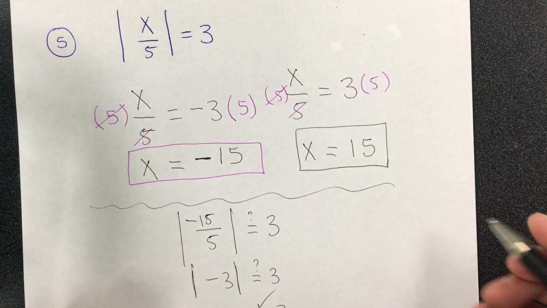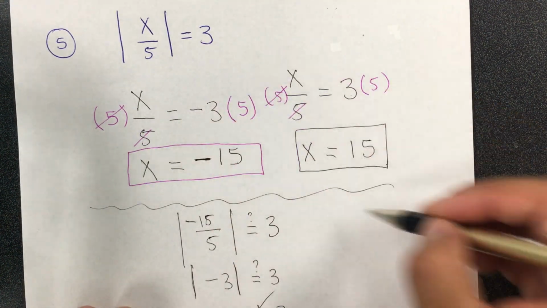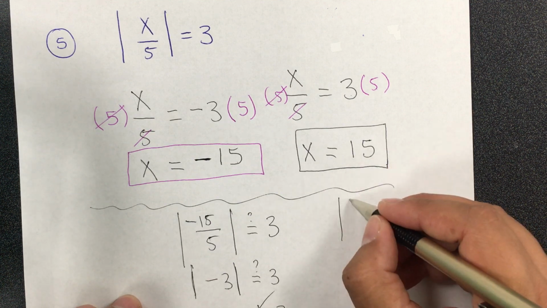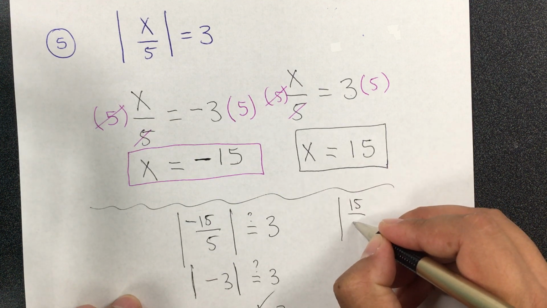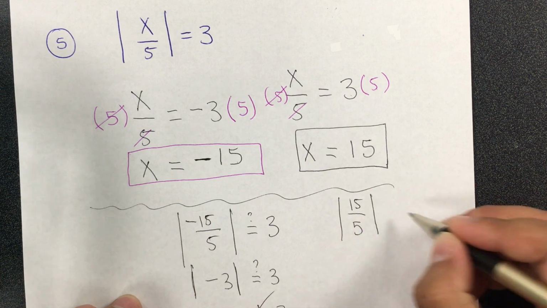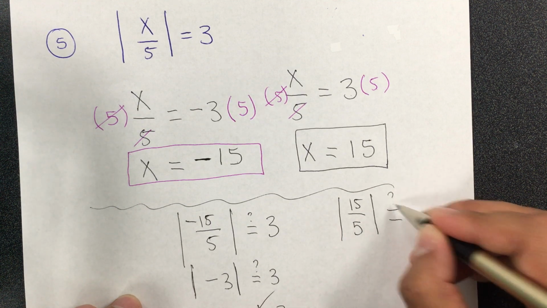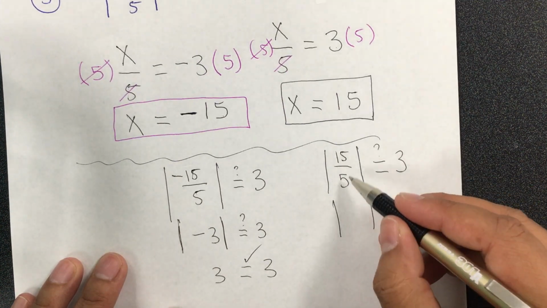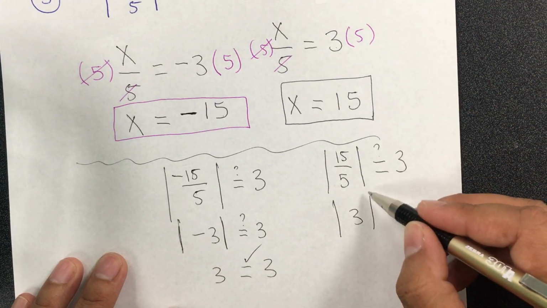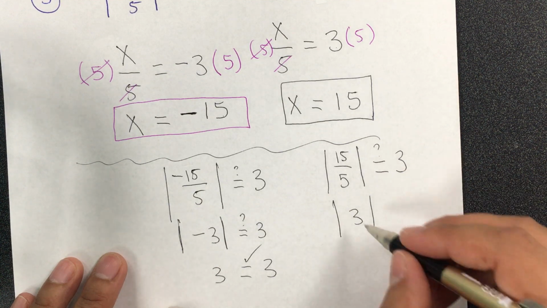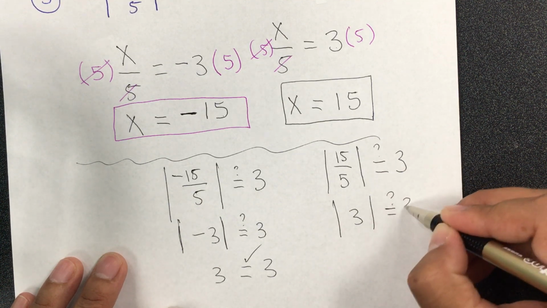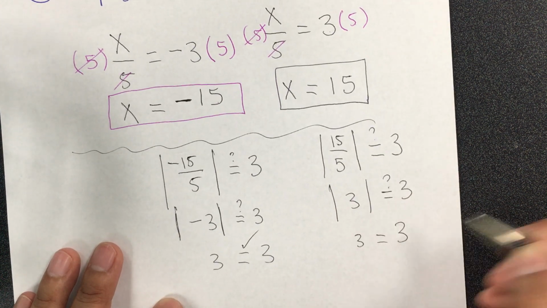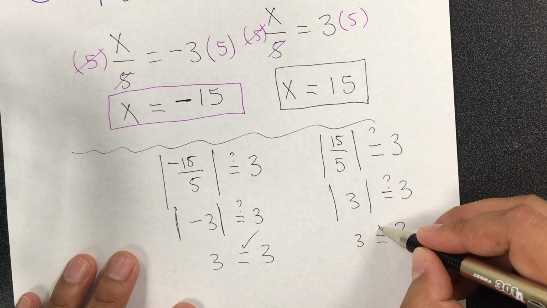Now let's do that for the second one, for the second answer. So again, now it's 15 instead of x divided by 5. Inside of the absolute value, is it equal to 3? 15 divided by 5 is 3 inside of the absolute value. So the absolute value of 3, is it equal to 3? The absolute value of 3 is 3. So yeah, 3 is equal to 3. So we say check.